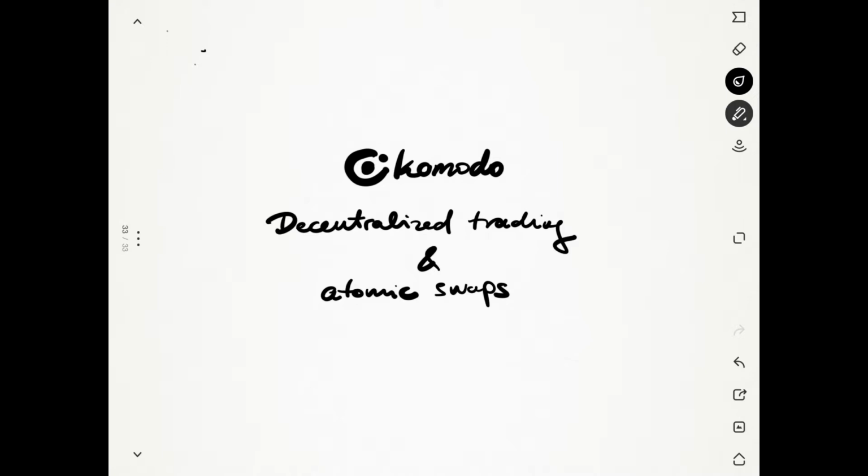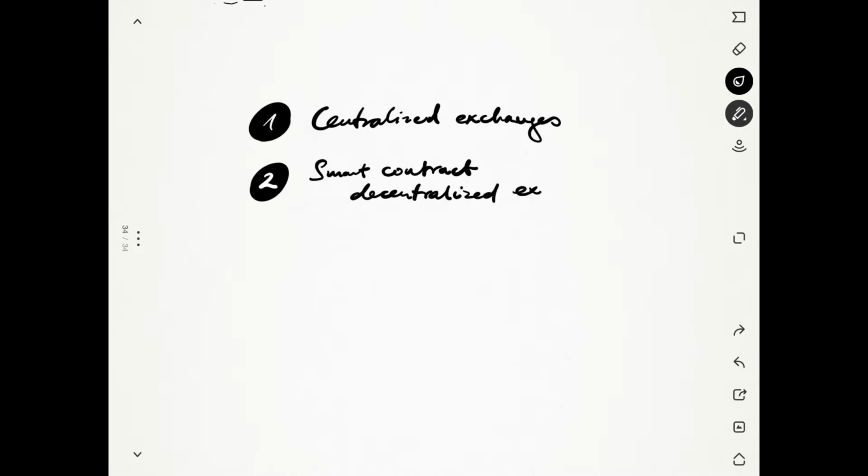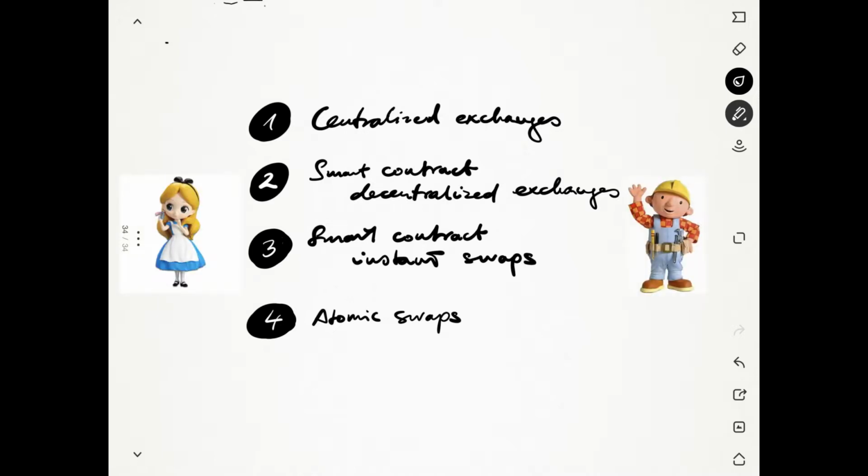And I'm going to cover 4 different ways to exchange assets: trading on a centralized exchange, trading on a smart contract based decentralized exchange, trading on a smart contract based instant swap service, and trading using atomic swaps. And don't worry if you don't quite understand what is the difference between these 4. This is exactly what this video is about. So let me introduce you to our 2 heroes in this video. She's Alice and he's Bob, and they want to trade with each other.